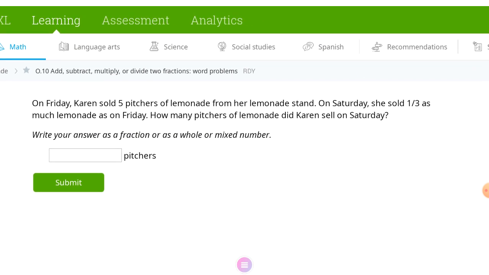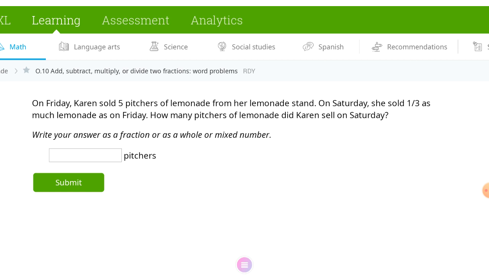On Friday, Karen sold 5 pitchers of lemonade from her lemonade stand. I'm going to read this one as is because there's not a whole number. On Saturday, she sold 1/3 as much as on Friday. How many pitchers of lemonade did Karen sell on Saturday? I want you to write down the math problem you think we have to solve. I don't want you to start solving it yet, just in case you're wrong.